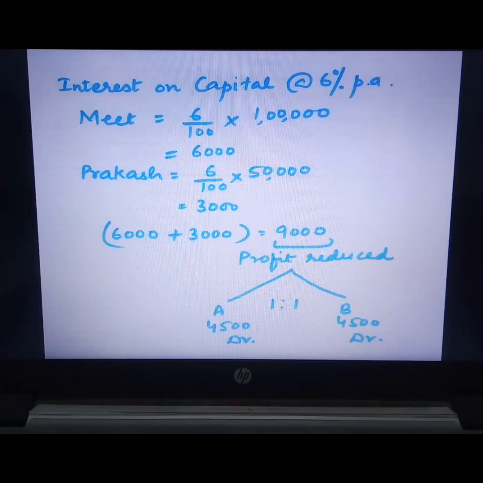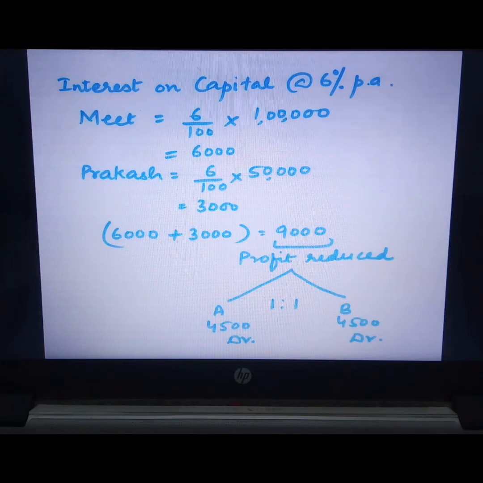If the examiner wants to make the same question a little tricky or increase the difficulty level, in that case the examiner might give you the closing capital, the profits, and the drawings. Then the change is that you will have to calculate the opening capital, and on that basis you will calculate the interest on capital.